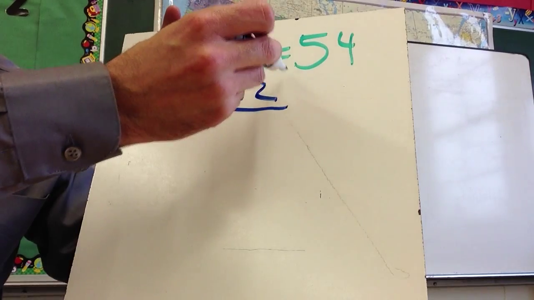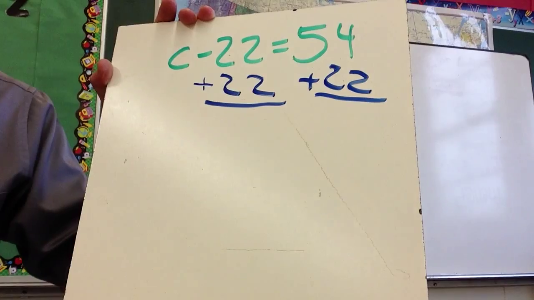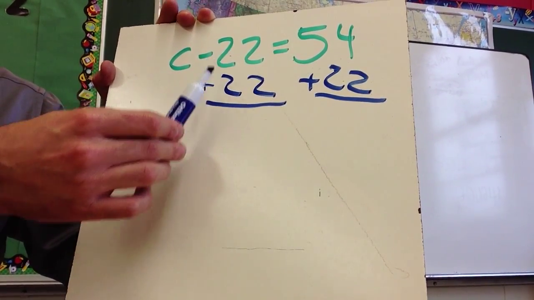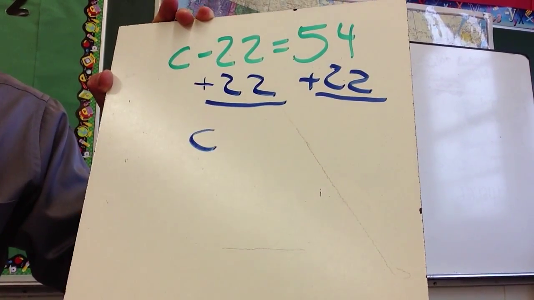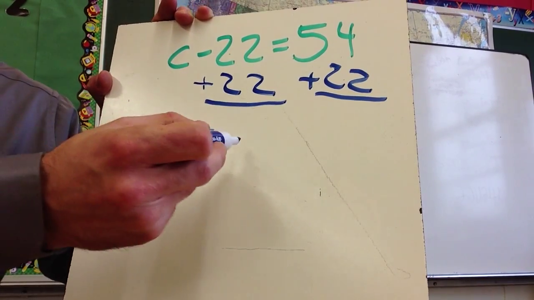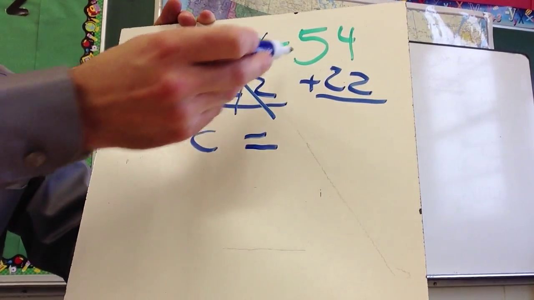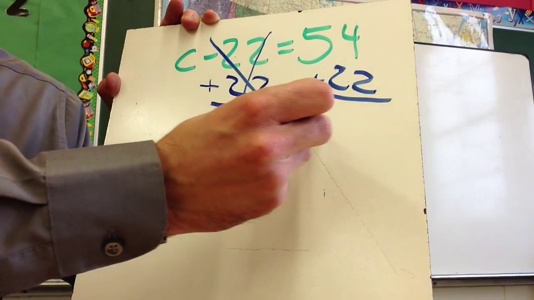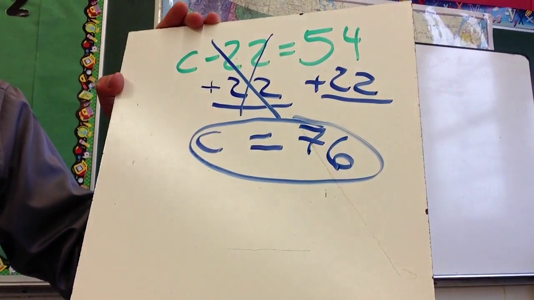But remember, whatever I do to the left, I also have to do to the right. Remember, I can only add like terms, so you can't add the 22 here. Negative 22 plus 22 is 0, which means I'm left with C. C plus 0, and I'm not going to necessarily put in the plus 0 because I don't need to. So I got C equals, which is good. This canceled out. Now I got 54 plus 22, and 54 plus 22 is 76. So my answer is C equals 76.